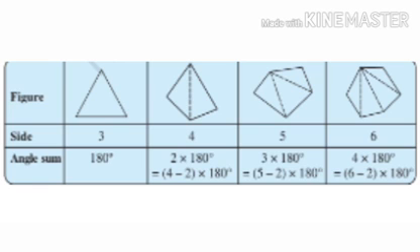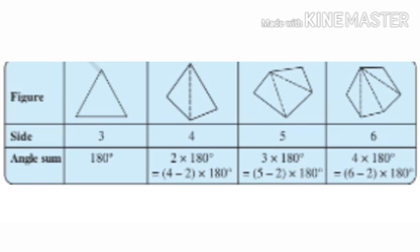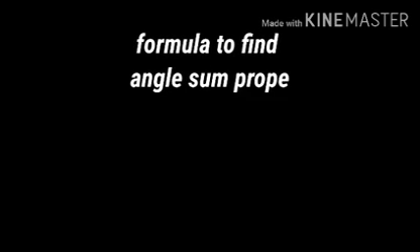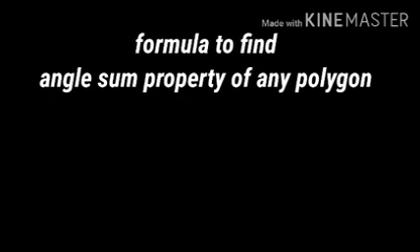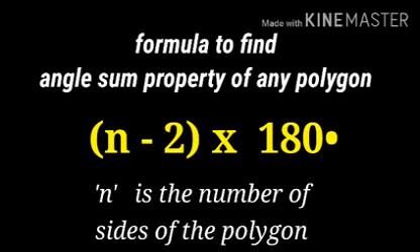Point to notice is a 5-sided figure is divided into 3 triangles, that is 2 less than the number of its sides. A 6-sided figure is divided into 4 triangles, again 2 less than the number of its sides. So we get a general formula with which we can find the sum total of all angles of any polygon, and the formula is (n minus 2) multiplied by 180 degrees.